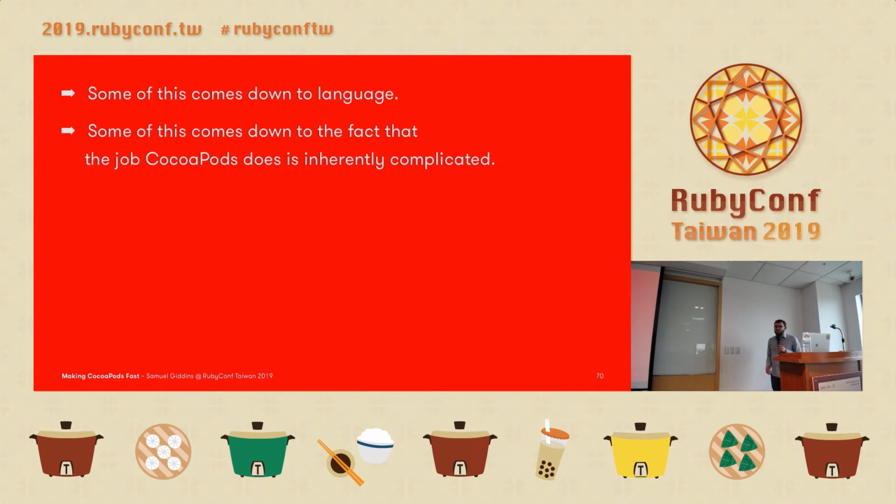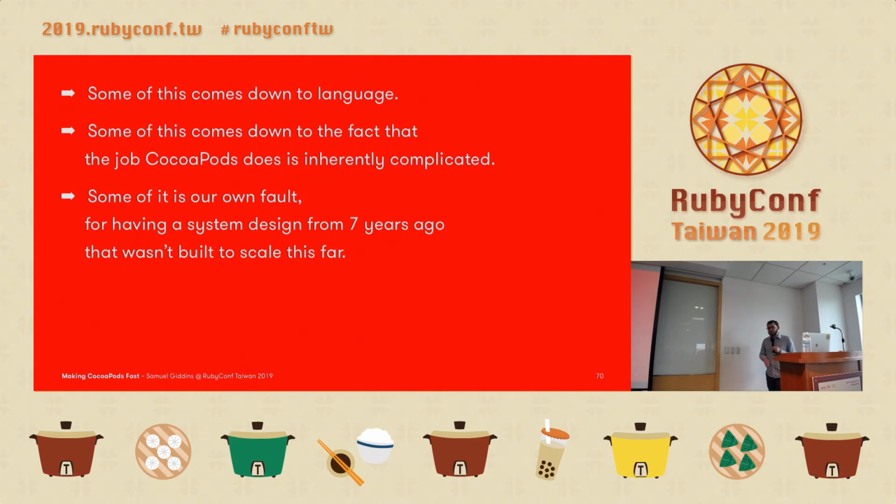Some of this comes down to the fact that what CocoaPods does is super, super complicated. iOS build systems and Xcode in particular have so many edge cases, and it's just impossible to wrap your head around what expected behavior is supposed to be. And a bunch of this is also our own fault for having a system design that's 7 years old and it wasn't built to scale as far as Square has tried to take it. And, you know, a lot changes in 7 years, as I'm sure anyone who's inherited an old code base can attest to. You know, if you want to look at an extreme example for that, try and run Ruby from 24 years ago.